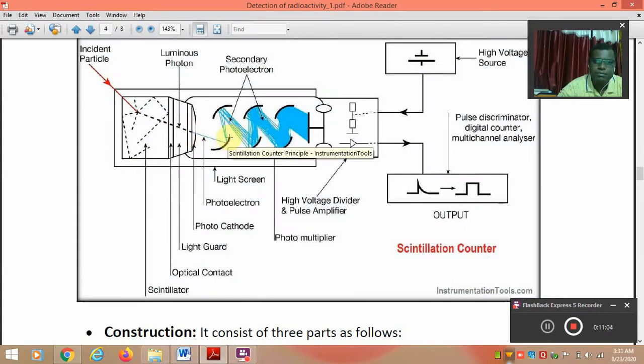Because this diode carries positive charge, so it has a positive potential, and the positive potential of each diode is increased successively. So the positive potential of this diode will have some value, but this diode will have a higher potential, and this diode will have a higher potential than this but smaller than this, and this diode will have the highest potential. Why is this so? Because the electrons should be accelerated towards the higher potential electrode called the diode.